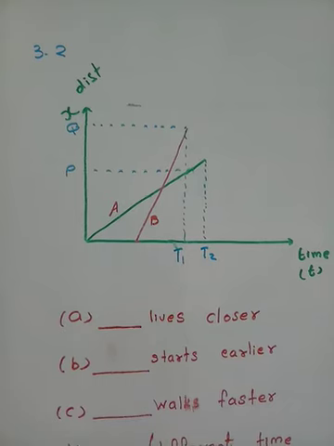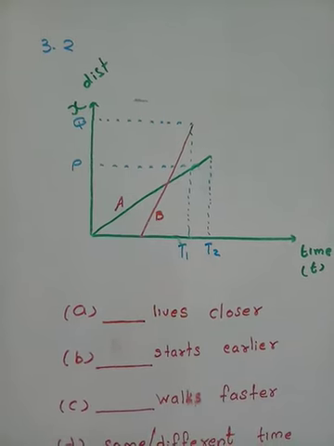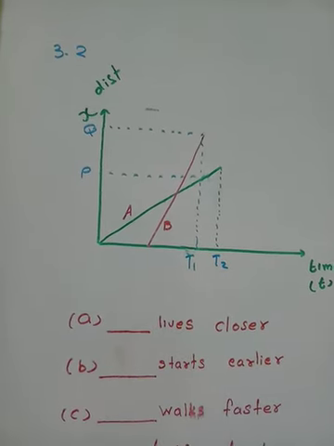So, who is walking faster? It is student B, whose graph is steeper. It is having more slope. So, B walks faster compared to A.